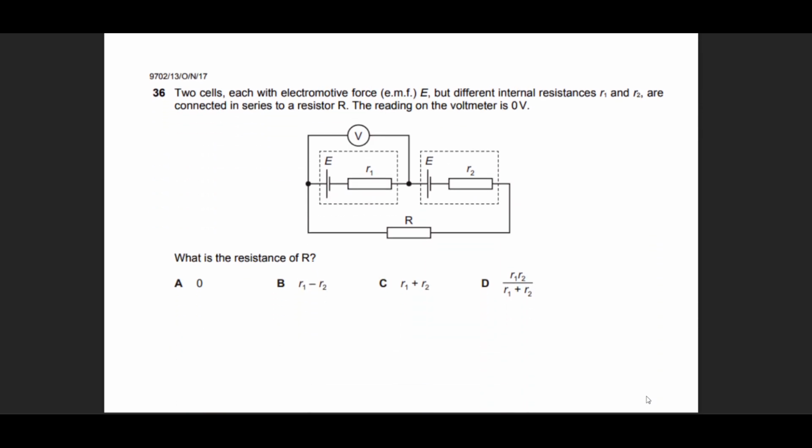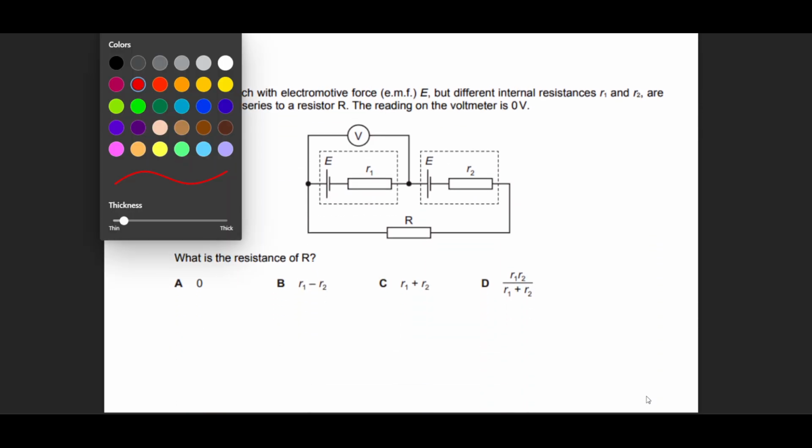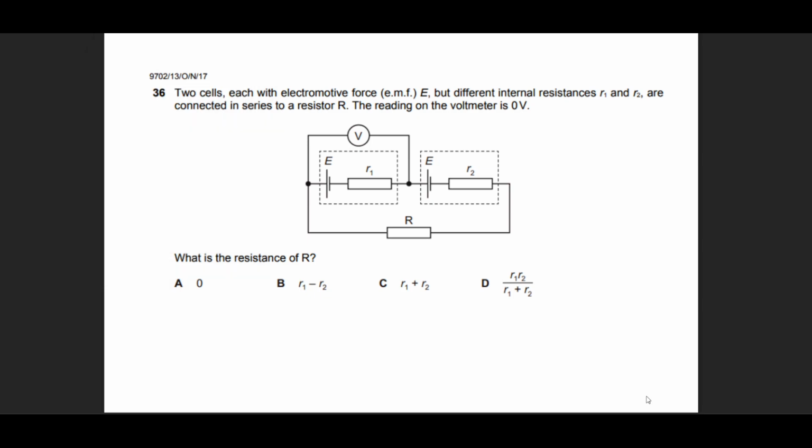Okay, next question. So this question, you can pause the video and try this on your own, but let's try this question. So it says that these are identical cells, right? The first EMF is E, the second is also E, so they are identical. And they have internal resistances as R1 and R2. And they are connected in series, and the voltmeter, this is an important piece of information, reads 0 volts. Now, this voltmeter having 0 volts means that whatever voltage this resistor is consuming or using up was also being provided by the battery.